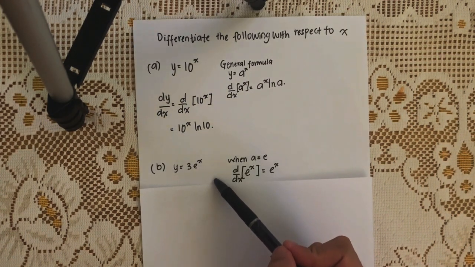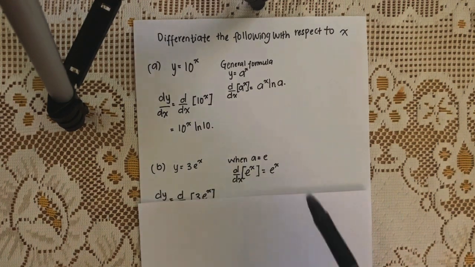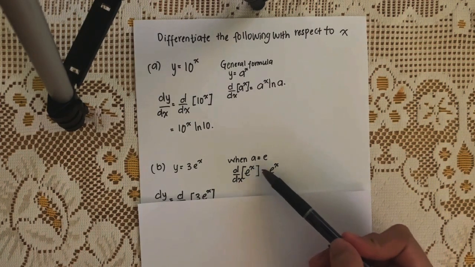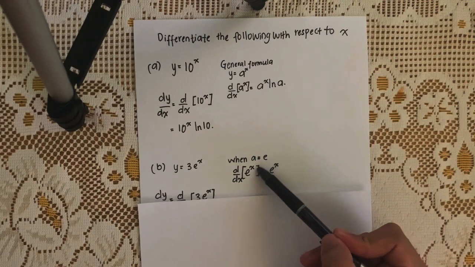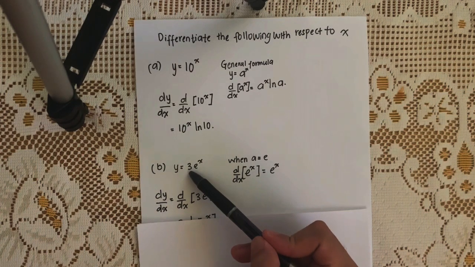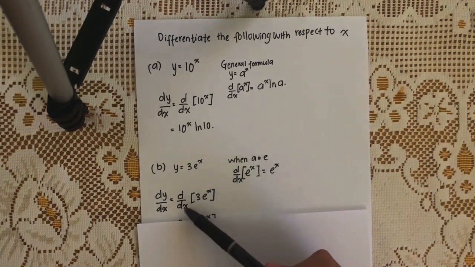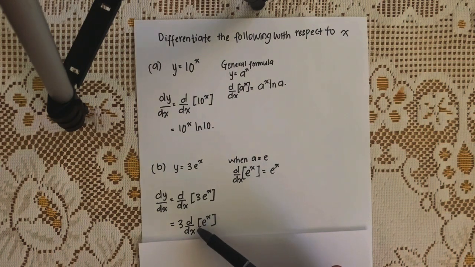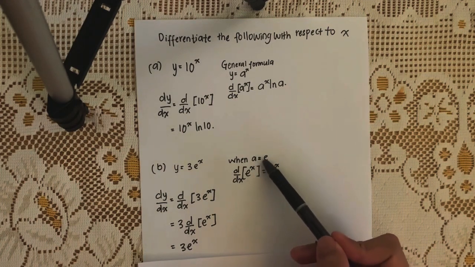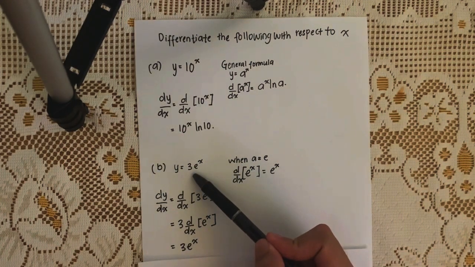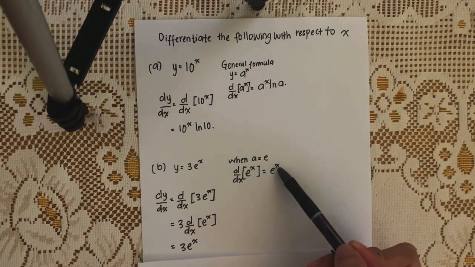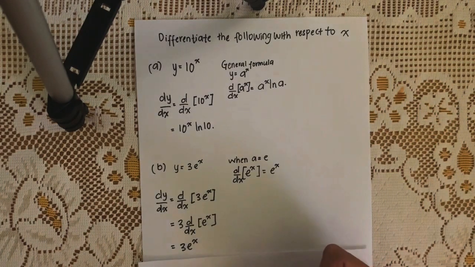Then the second one, as stated in the theorem earlier, when a equals e, then if we differentiate e power x, we will get the same as what we differentiated. So we apply it here, 3 e power x. When we differentiate it, it becomes itself. Why? Because our a here is equal to e. So in this equation, our a is equal to 3e. So 3 e power x. Then we get the answer here. That's all.